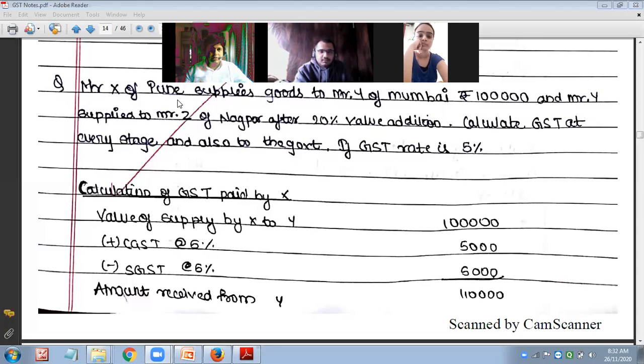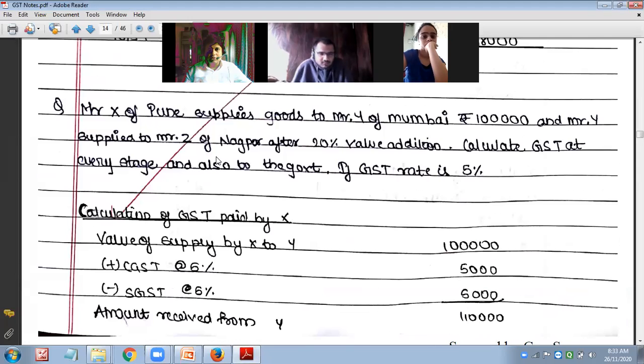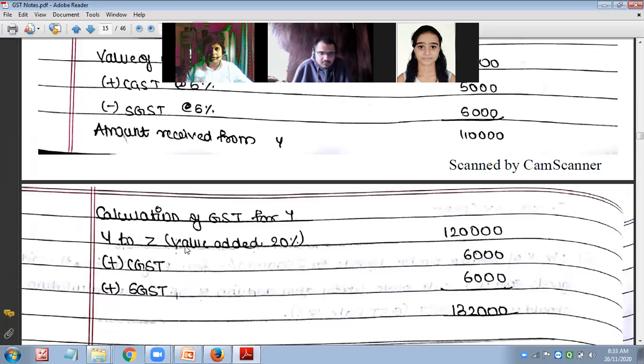The right answer is intrastate and the liability will be CGST and SGST. So he is going to collect 5% from Y. 5% of 1 lakh is 5,000. So the total value he is going to collect from Y is 1,10,000. Now again Y is selling to Z of Nagpur after 20% value addition. So 1 lakh plus 20% will be 1,20,000.